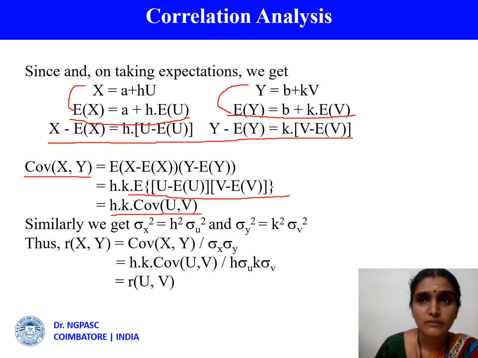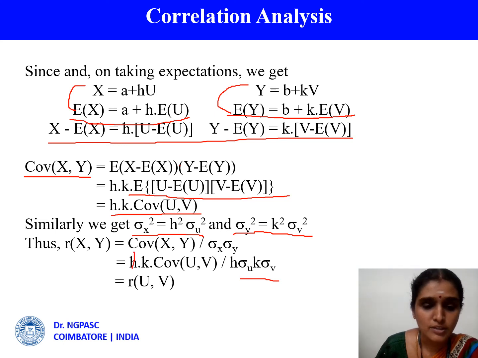And we know the property for the variance, that variance of a into x is equal to a square into variance of x. So by that property, we can write sigma x square is equal to h square into sigma u square and sigma y square is equal to k square into sigma v square. Now apply these in the formula of r of x comma y. So we will get covariance of x comma y divided by sigma x into sigma y as h into k into covariance of u comma v divided by h into k into sigma u into sigma v.